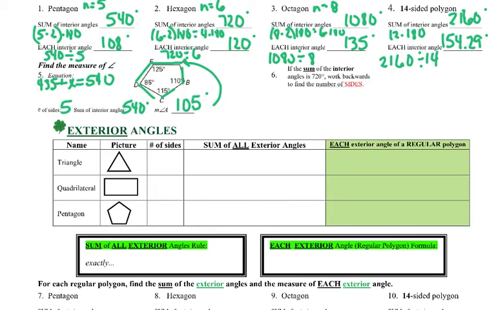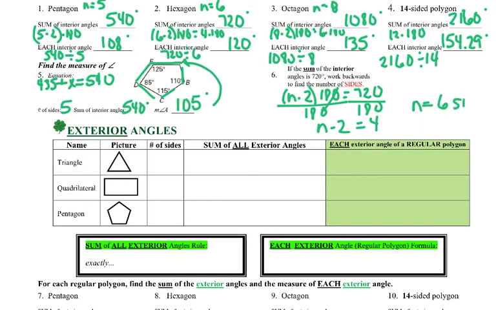The next one here, sum of the interior angles is 720, work backwards. So I'm just going to write my formula. N minus 2 times 180 gives me 720. Could I distribute the 180? Yes. But 720 is divisible by 180. That goes in 4 times. So all I have to do is add 2 to both sides, and I get that there are 6 sides.